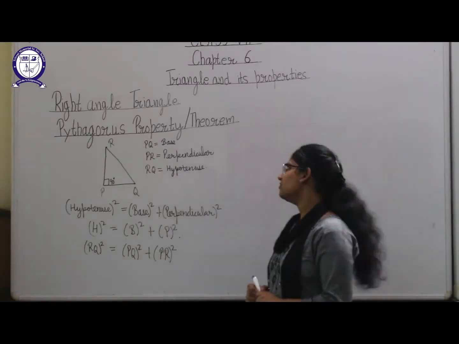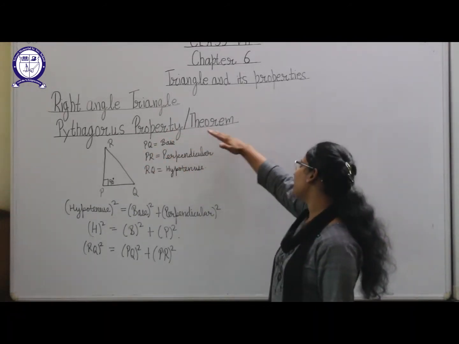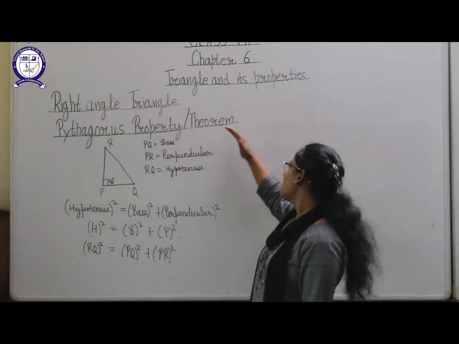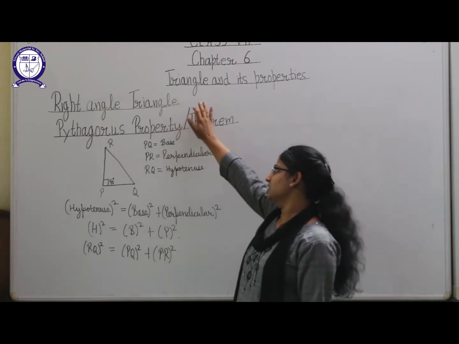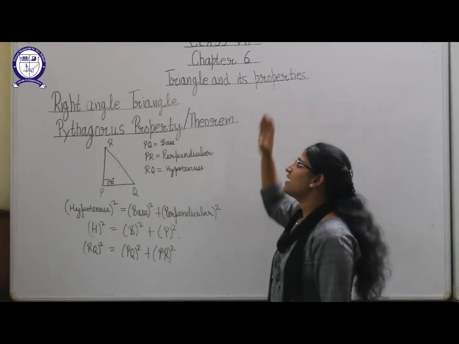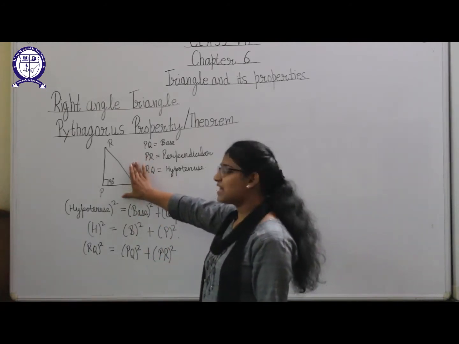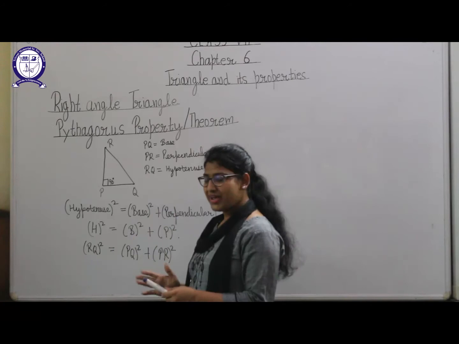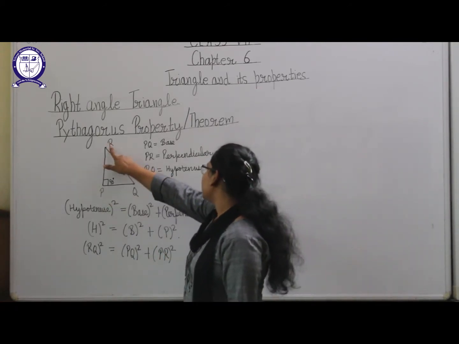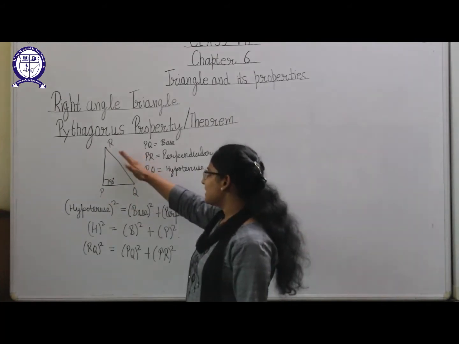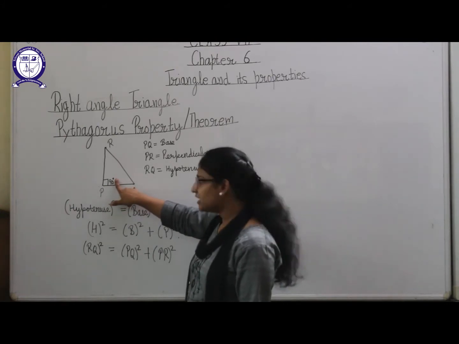So students, now we will do the Pythagoras property, or we can say the Pythagoras theorem here. Okay, and we can use this theorem only in the case of a right angle triangle. This property is used to find the measures of the sides of a right angle triangle. Here I have made the figure PQR as a right angle triangle, right angled at P. Here P is a 90-degree angle.